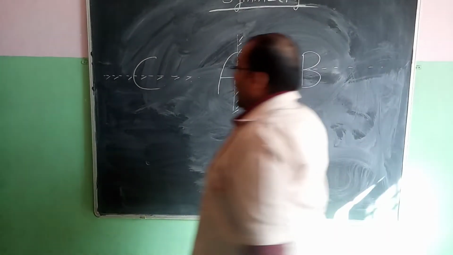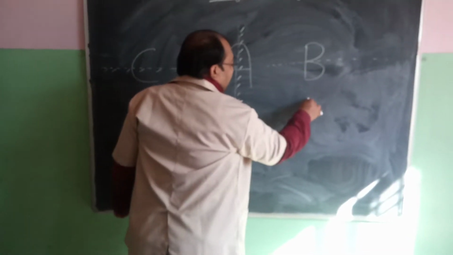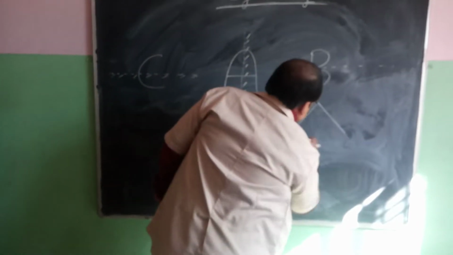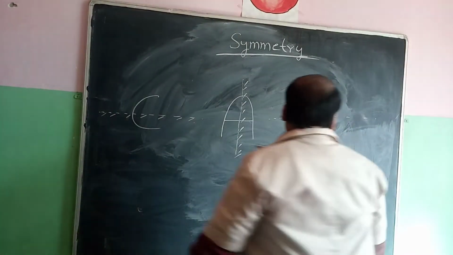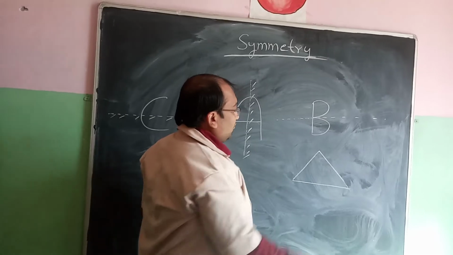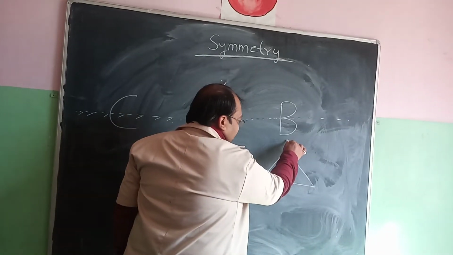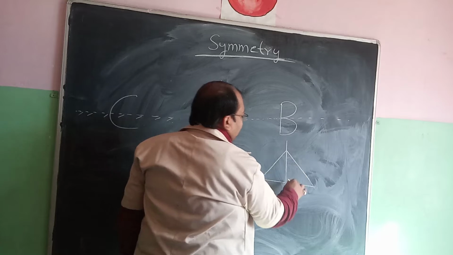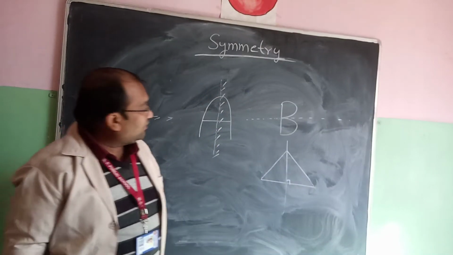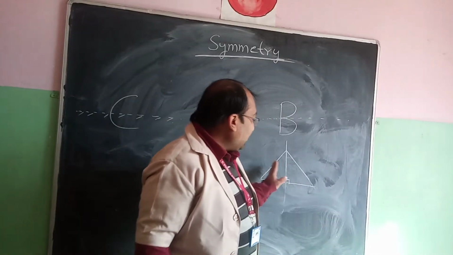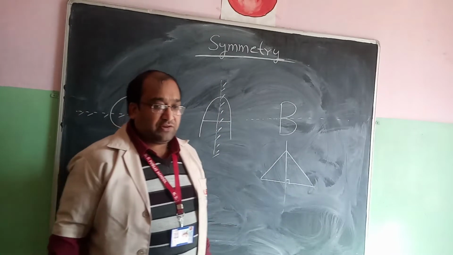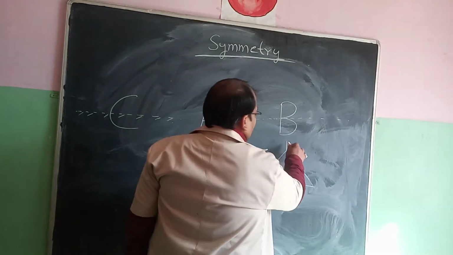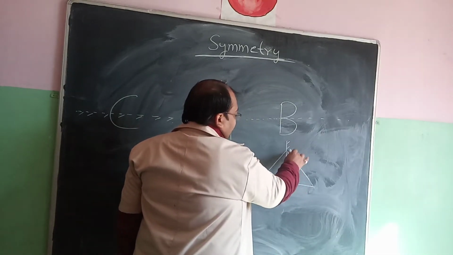Let's suppose I have an isosceles triangle. In an isosceles triangle, we will see that there is a line of symmetry also. The altitude or median of this triangle will be the line of symmetry. Because here we can see that the left part and the right part, both the triangles are mirror images of each other. So we will say that an isosceles triangle has a line of symmetry.